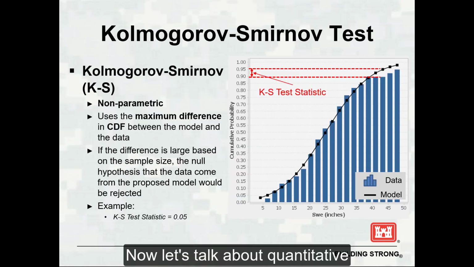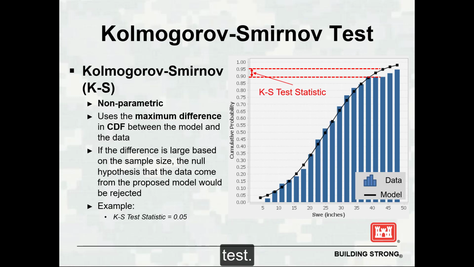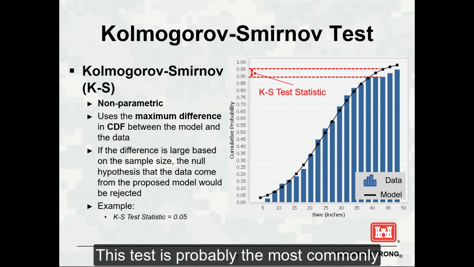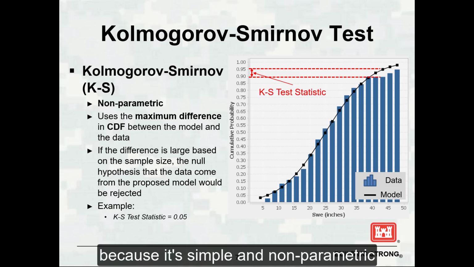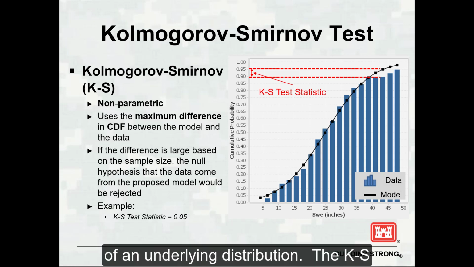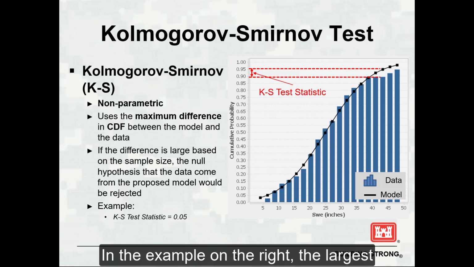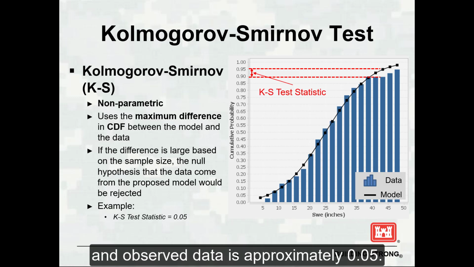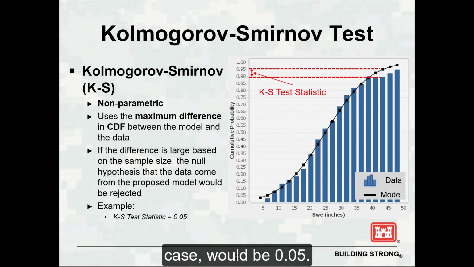Now let's talk about quantitative goodness of fit tests. First up is the Kolmogorov-Smirnov, or KS test. This test is probably the most commonly used goodness of fit test in water resources applications because it's simple and non-parametric in that it doesn't rely upon the assumption of an underlying distribution. The KS test measures the largest difference in the CDF between the model and the observed data. In the example on the right, the largest difference between the CDF of the model and observed data is approximately 0.05. Therefore, the KS test statistic in this case would be 0.05.